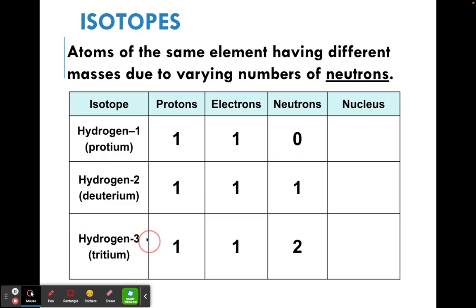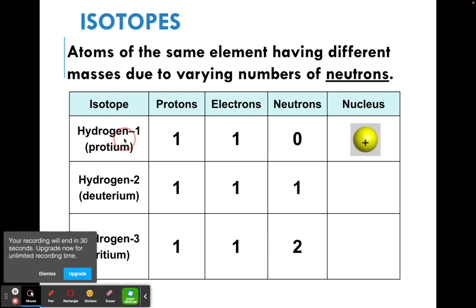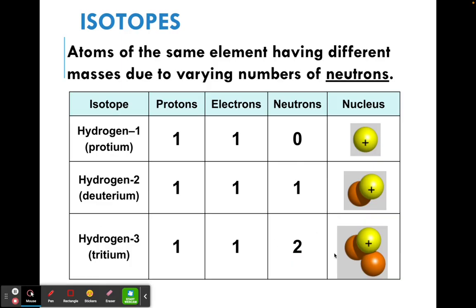Same for hydrogen 3, which we call tritium. Tri means 3. So we have a mass number of 3 here, so we have 3 particles. Since it's hydrogen, it has 1 proton, otherwise it would not be hydrogen. Therefore it must have 2 other particles, which are going to be 2 neutrons. So it has 2 neutrons plus 1 proton, and therefore a mass number of 3. These are all 3 isotopes of hydrogen. And here, these are pictures of your atoms.